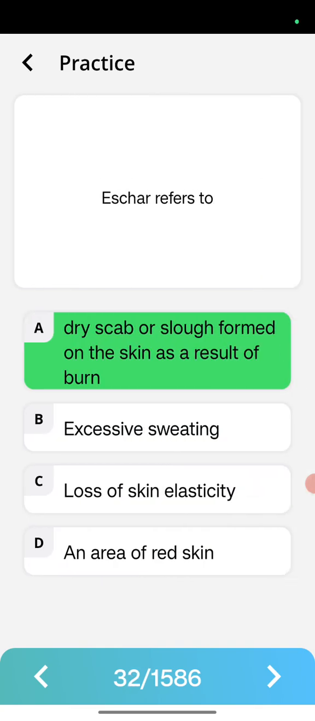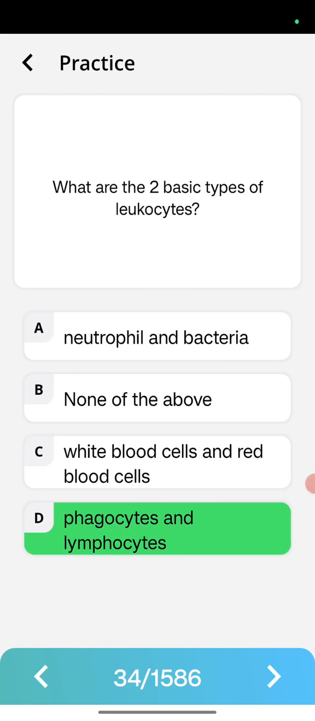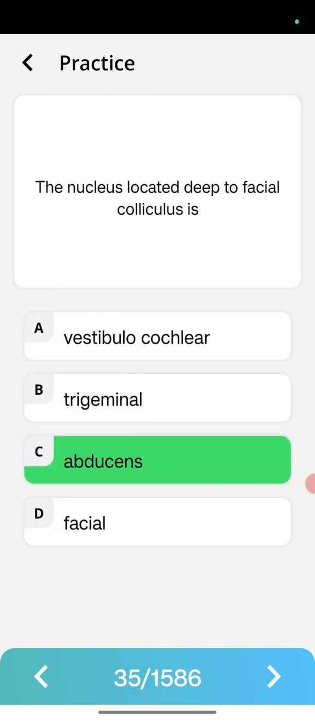Contracture refers to a dry scar or slope formed on the skin as a result of burn. Excessive hemolysis may accumulate this substance in the body. Bilirubin. What are the two basic types of leukocytes? Phagocytes and lymphocytes.